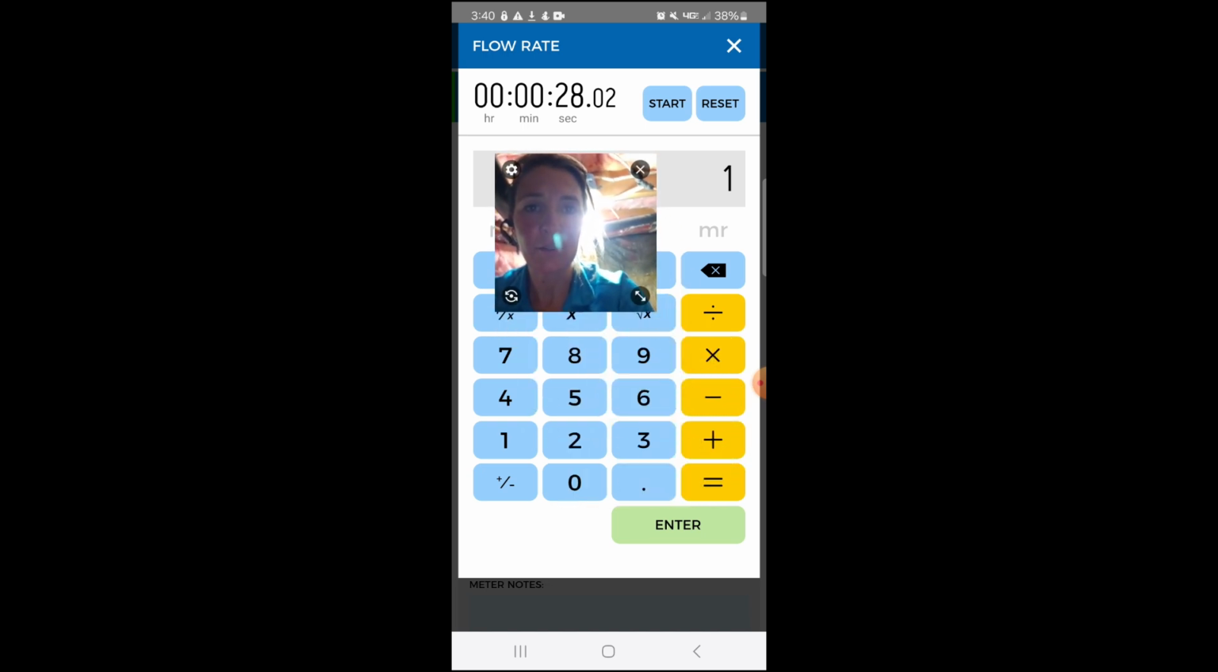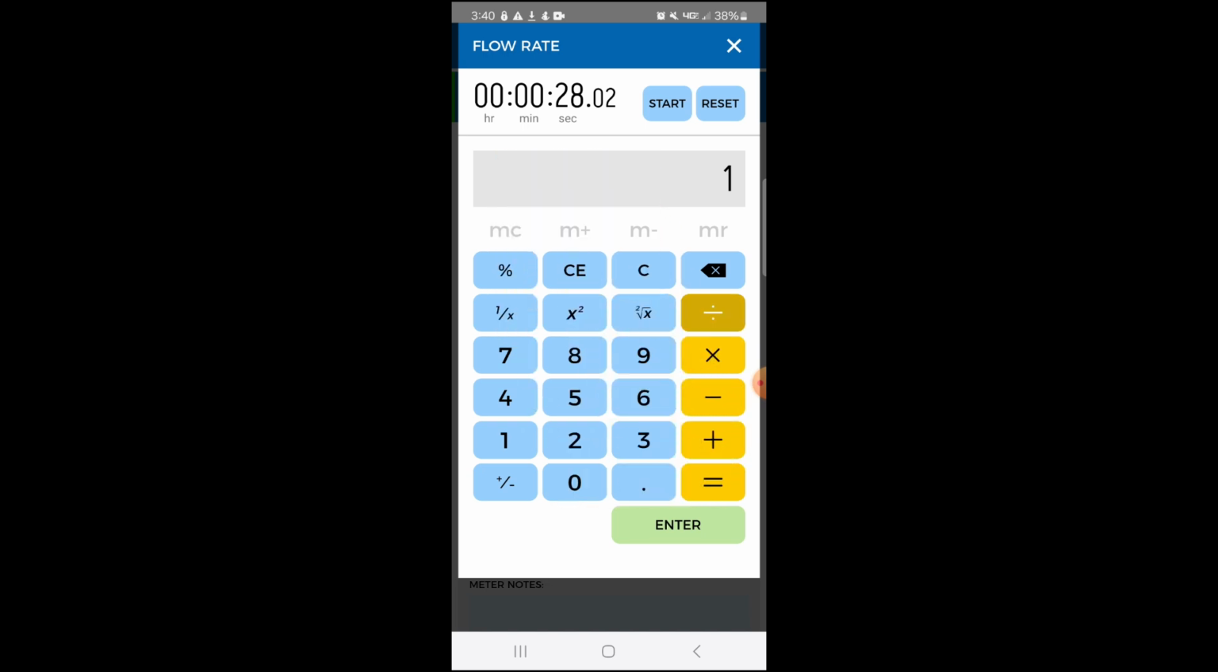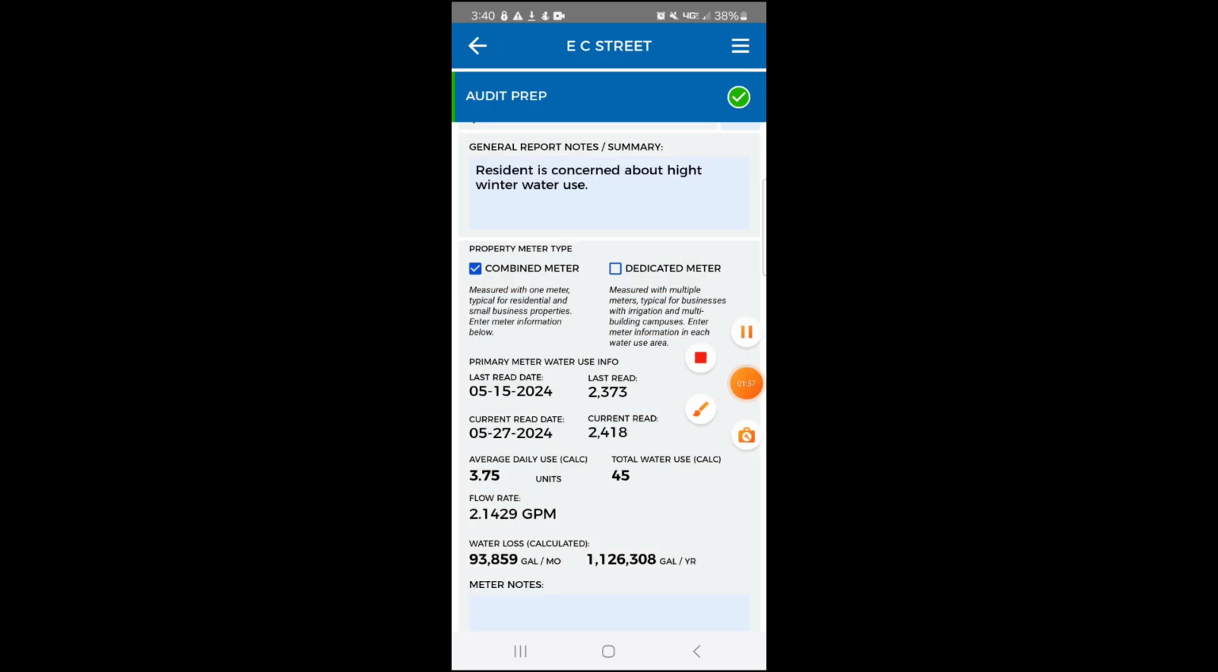So I'm going to say 1 gallon, let's try the math here, 1 gallon divided by 28. So that gives me 0.036 gallons per second. So I'm going to multiply that by 60 seconds in a minute. So I got a 2.4 gallon per minute leak. I'm going to go ahead and enter.